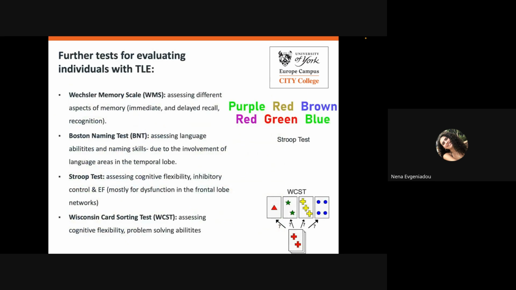These are some further tests that we can add. The Wechsler Memory Scale, assessing different aspects of memory; the Boston Naming Test, because we have involvement of language areas in the temporal lobe; the Stroop test, assessing cognitive flexibility, mostly though for dysfunction in the frontal lobe networks; and the Wisconsin Card Sorting Test. So as you can see, there is a plethora of tests that we can use depending on the profile that we've built of that specific patient.